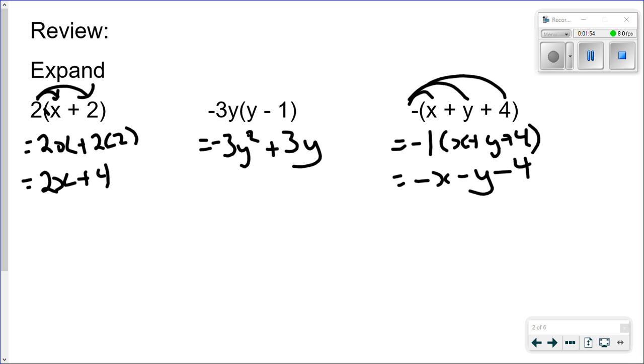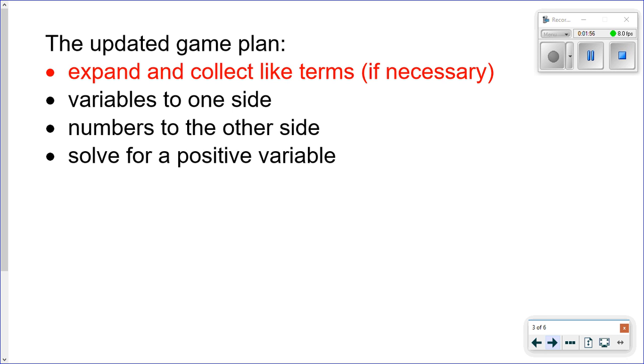Okay, so far so good? Excellent. So our game plan updates ever so slightly. Yesterday, all we worried about was getting variables to one side, numbers to the other side, and then solve for a positive variable. Right? We want x. We don't want negative x. Got to pay attention to those integers. This is why I was such a grumpy puss about integers earlier in the course. However, now we're adding in that one extra thing. Expand and collect like terms if it's necessary.